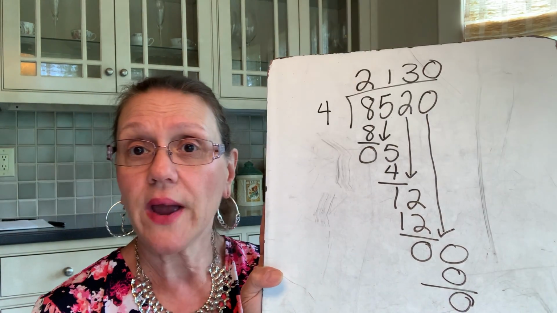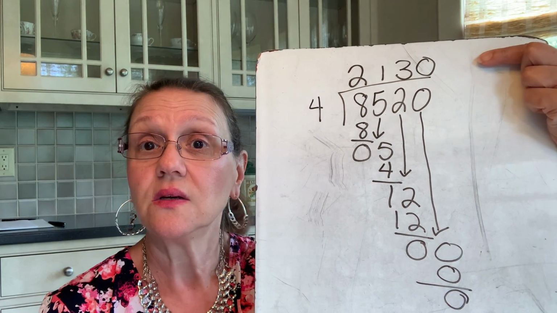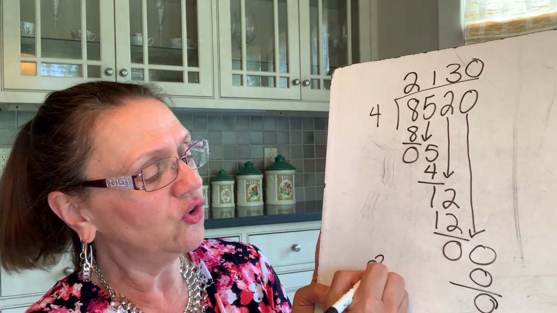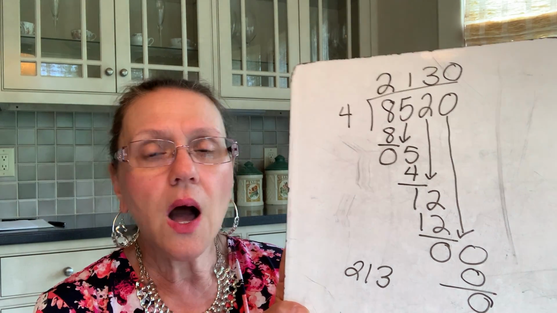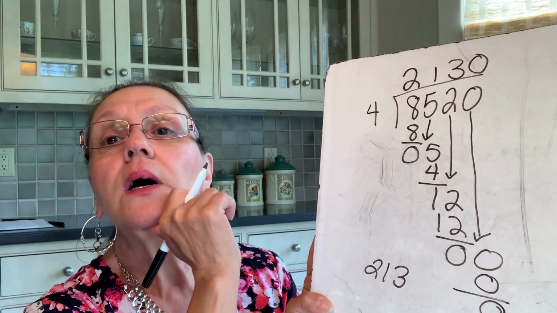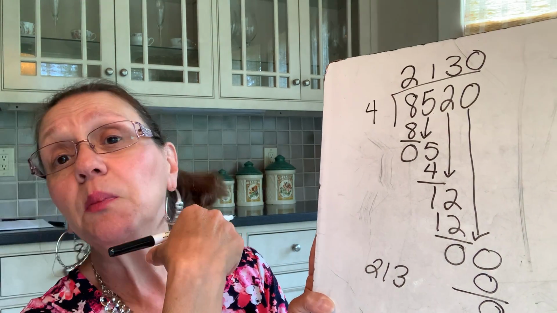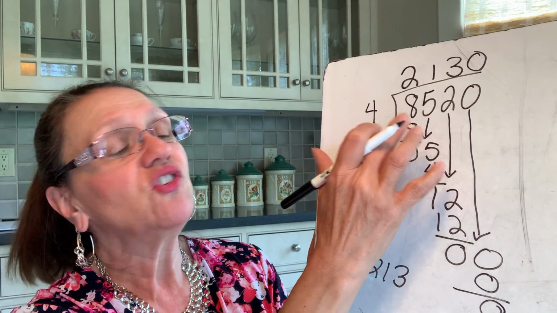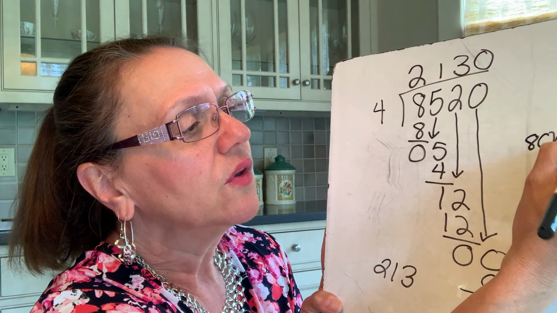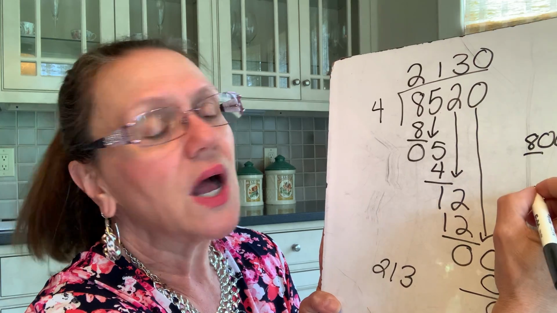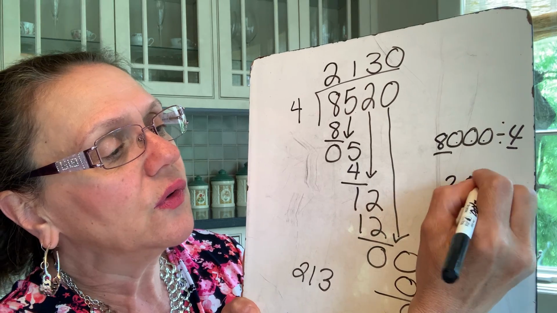Now, let's say I didn't do that last part and I left that 0 off of my quotient. I would have got my answer of 213. That would have been my incorrect quotient. So I could have used compatible numbers to do an estimate here. And if I had used compatible numbers, I probably would have said 4 divided into 8,000, because that's easy, right? So 8,000 divided by 4, there's my basic fact. So that would have given me 2, 0, 0, 0.